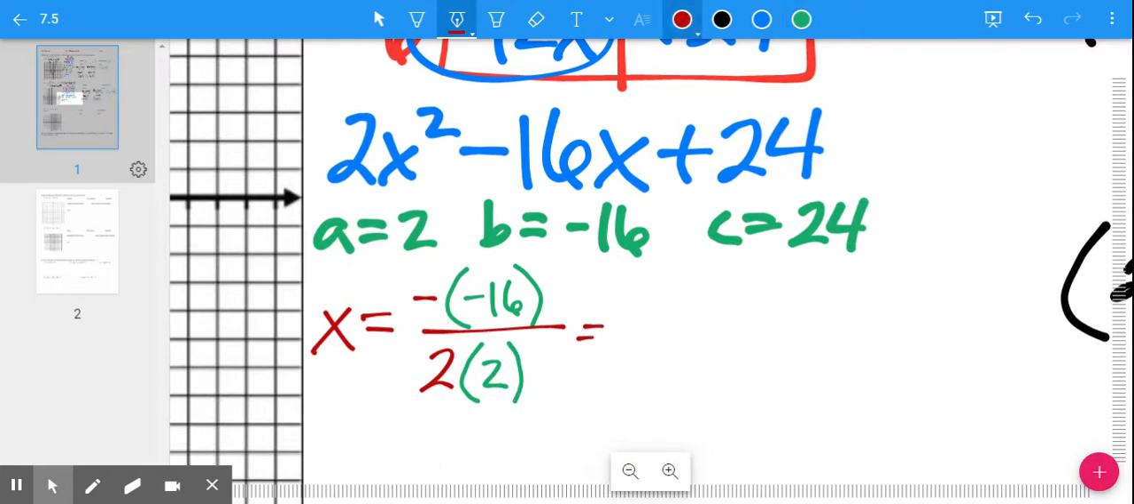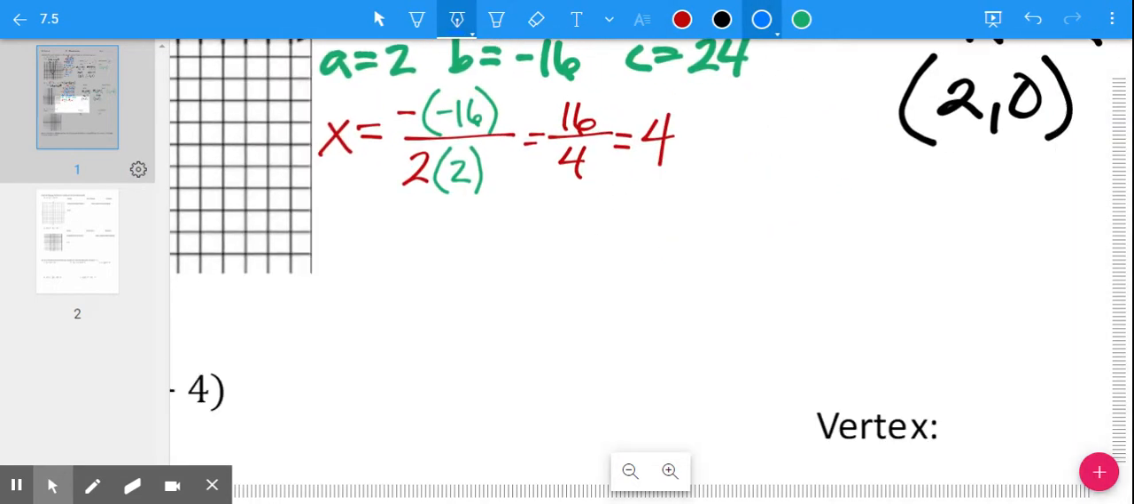So a negative multiplied by a negative is a positive 16. 2 times 2 is 4. 16 divided by 4 is 4. So the x value is 4. So we plug it back in to find the y value.